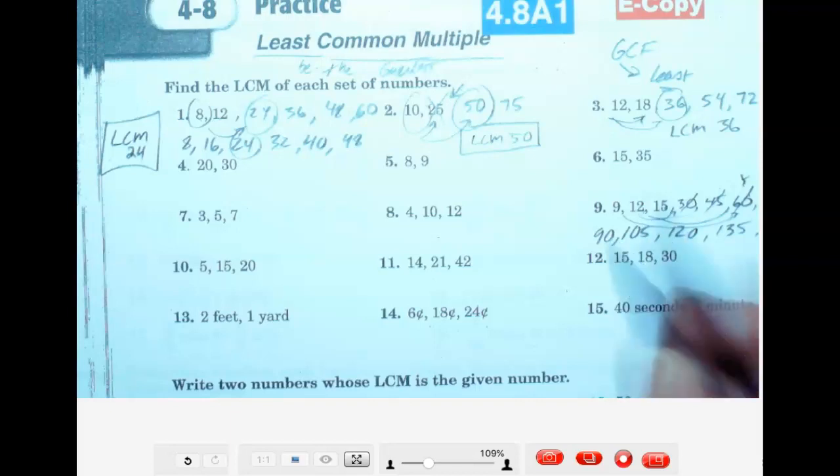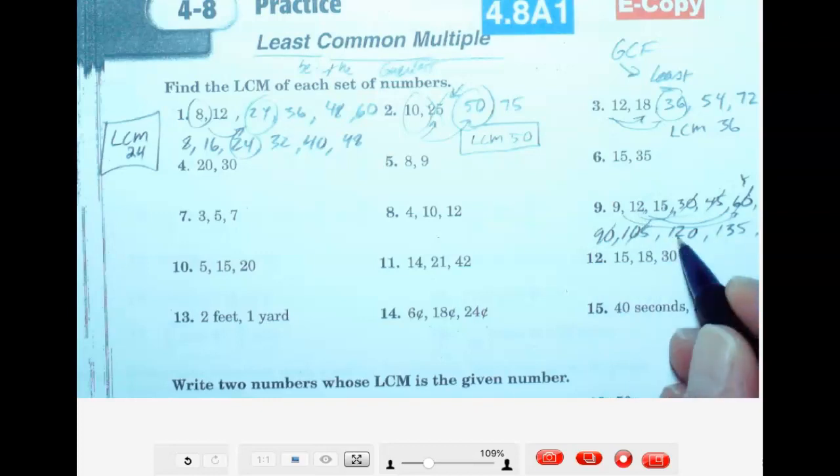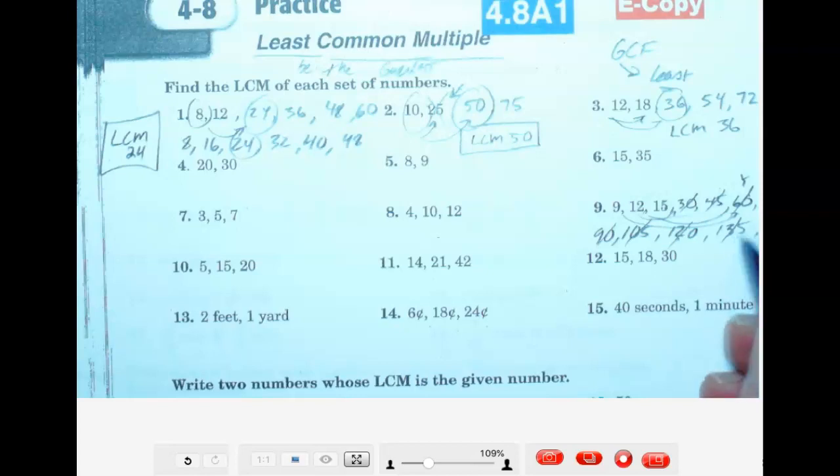No, it won't. So it can't be 90. 12 won't go into 105 because 12 only goes into even numbers. Does 12 go into 120? Yes, it does. Does 9 go into 120? Well, 9 goes into 90, and that would leave 30 left over. 120 minus 90 is 30. 9 doesn't go into 30, so it can't be that. 12 isn't going to go into 135 because 135 is odd.